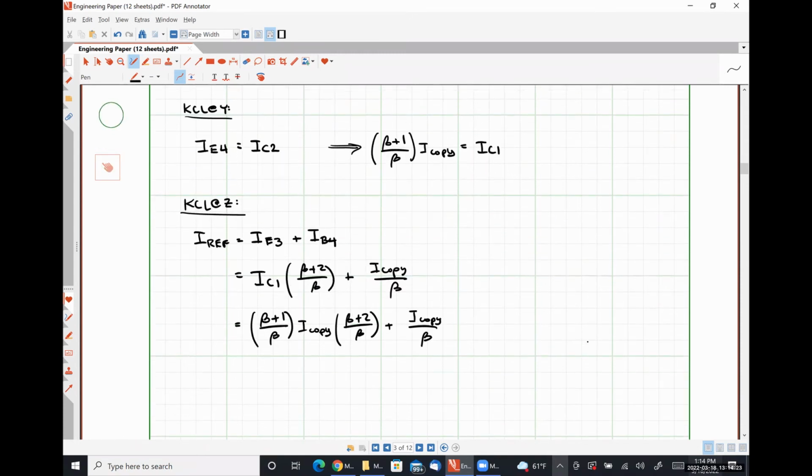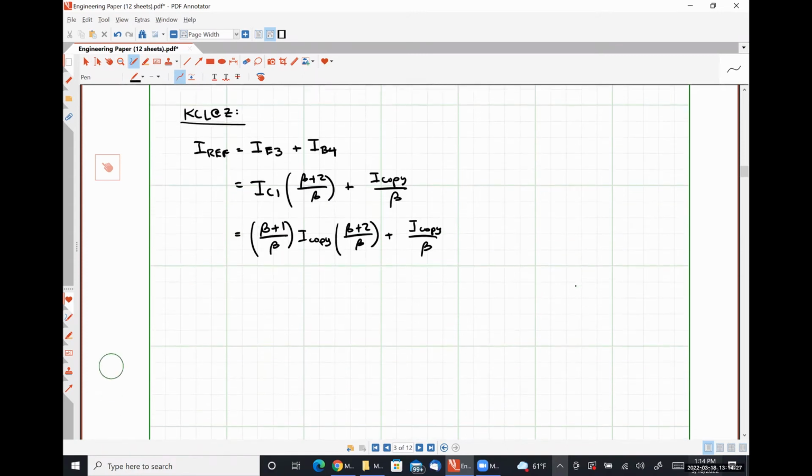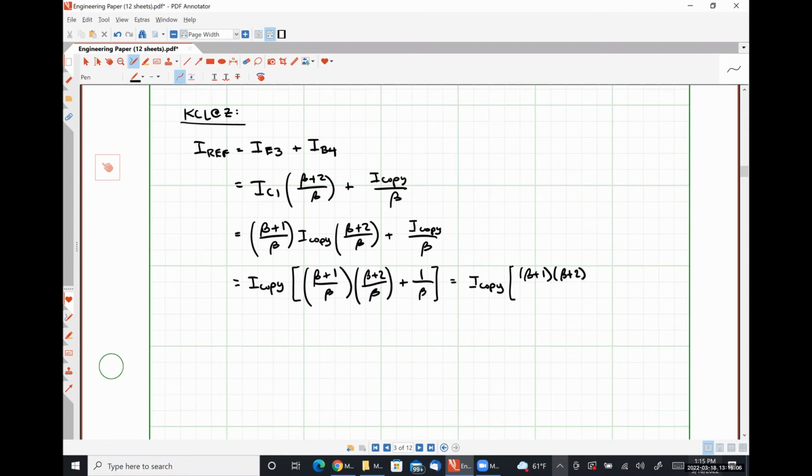And grouping things together, this is going to give us I copy times beta plus 1 over beta times beta plus 2 over beta plus 1 over beta, or I copy times beta plus 1 times beta plus 2 plus beta, all over beta squared.